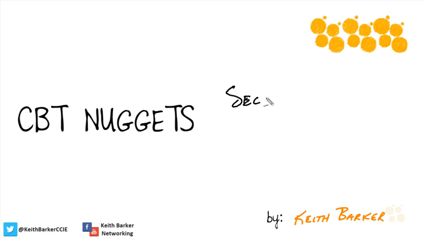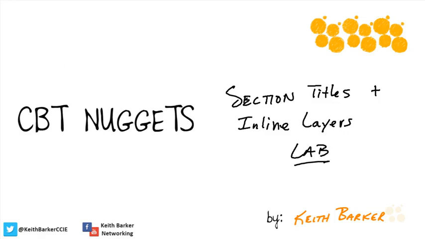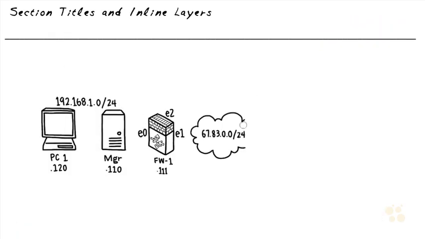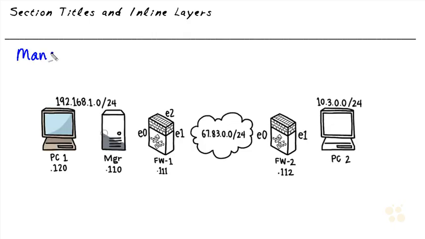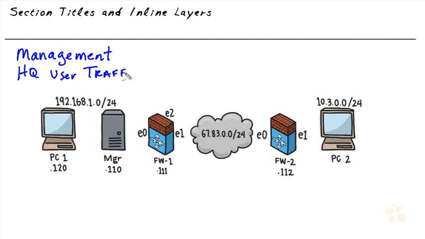In this hands-on lab, we'll walk through configuring both section titles and some inline layers. So if you are logged on to the CBT Nuggets website, you can click on the link for the virtual lab associated with this nugget and get hands-on practice as we go through this together. Let's create two sections, a section called Management and a section called HQ User Traffic.